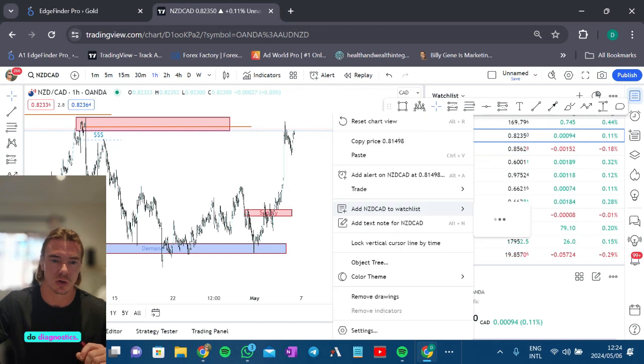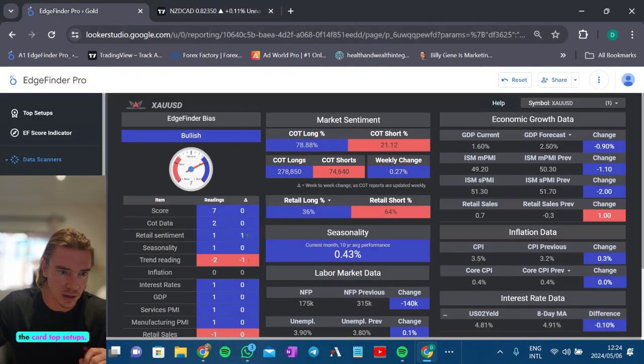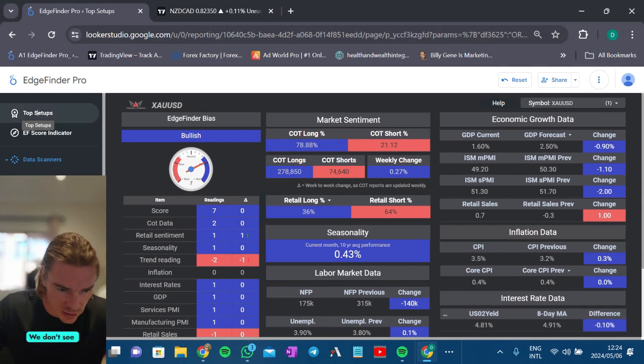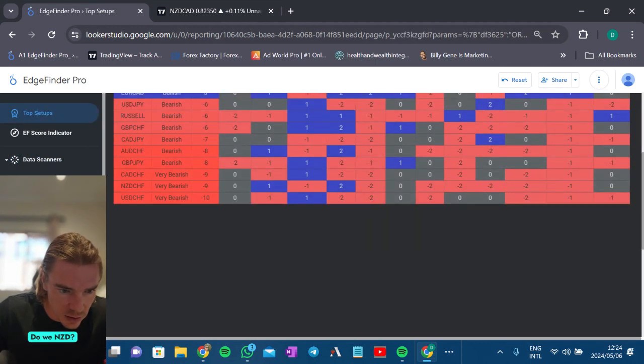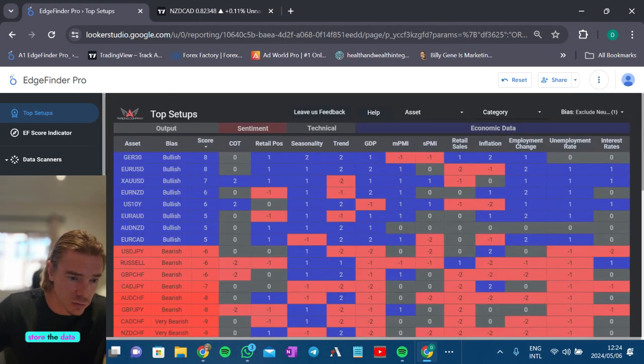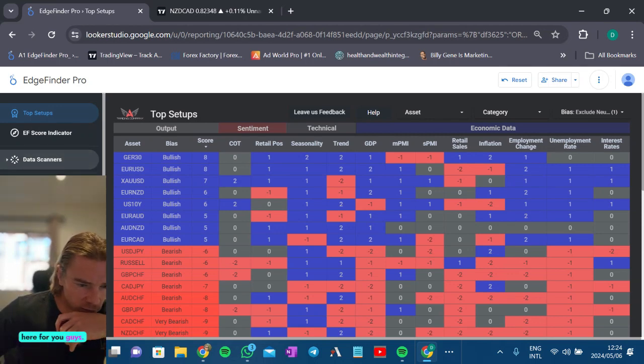But let's go and do diagnostics. If we go to here, we're looking for the NZD CAD top setups. We don't see anything to do with the NZD CAD, do we? NZD CAD, no. But then I can still do the data scanning. Let me go and check here for you guys.